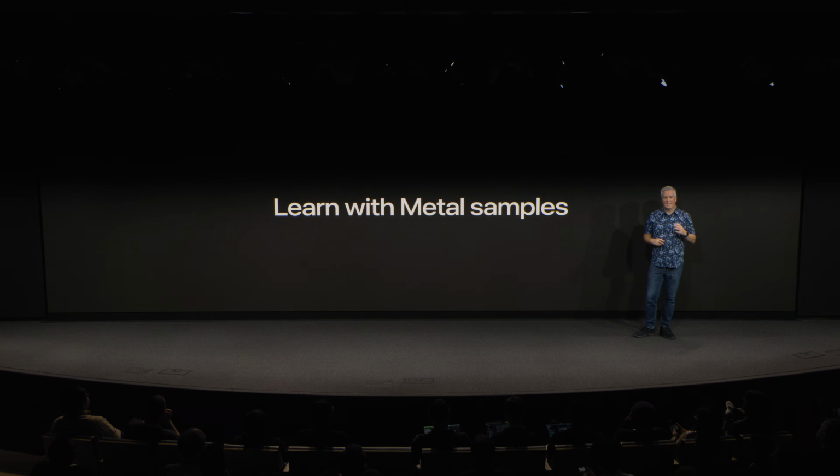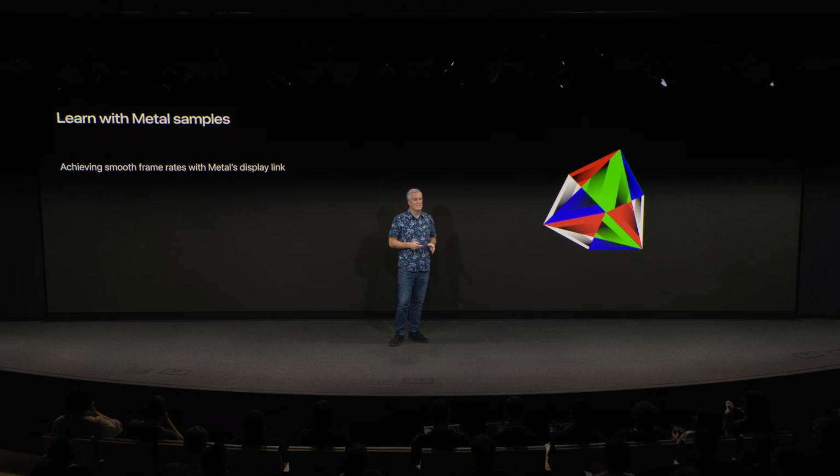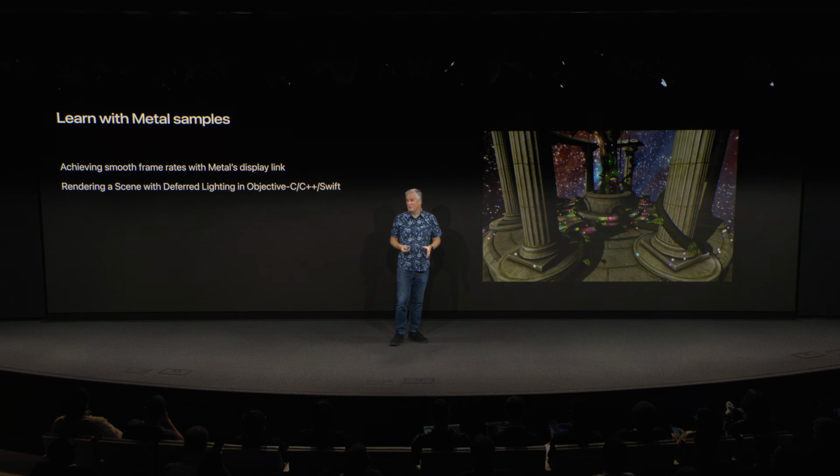And then whether you start with a game template or the game porting sample code, once you have your game running, there's a range of Metal samples that show the best implementation of Metal features to help you integrate those features into your game. For example, achieving smooth frame rates with Metal's display link shows how to use Metal display link to give you more control of the pacing of your game's frames to minimize latency. Rendering a scene with deferred lighting has implementations in Objective-C, C++, and Swift to let you pick the language you prefer. It shows how to use Apple Silicon-specific features to implement a renderer with deferred lighting.